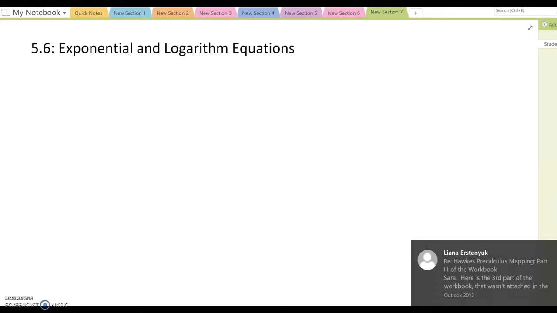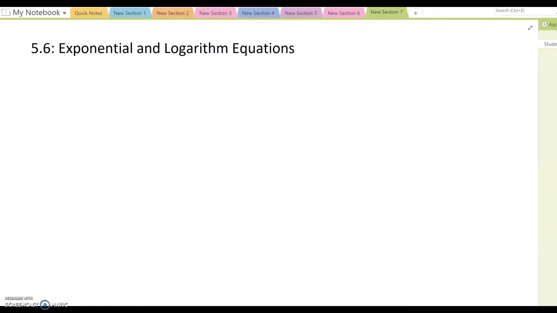5.6 Exponential and Logarithm Equations. So I'm going to make two different videos, and this video will just focus on solving exponential equations.